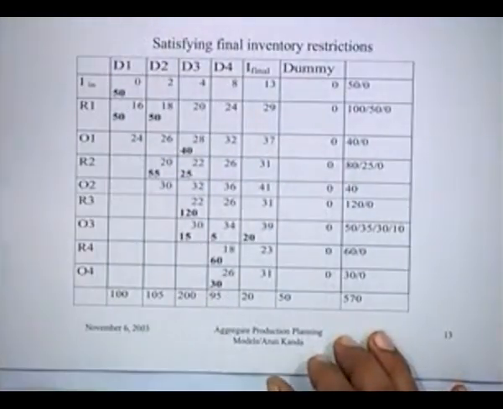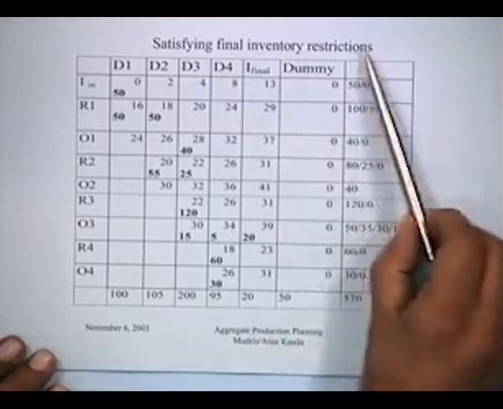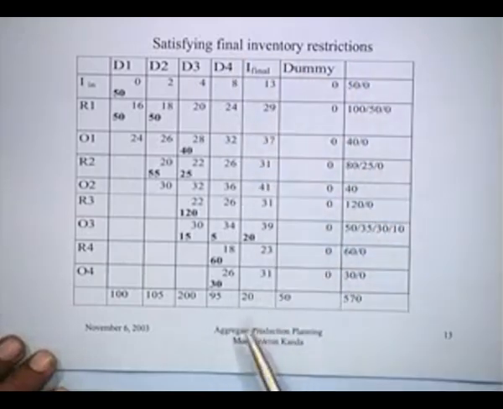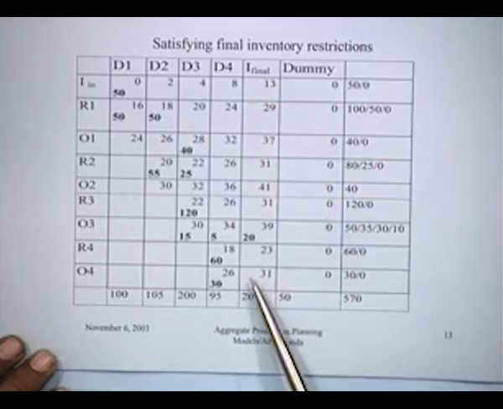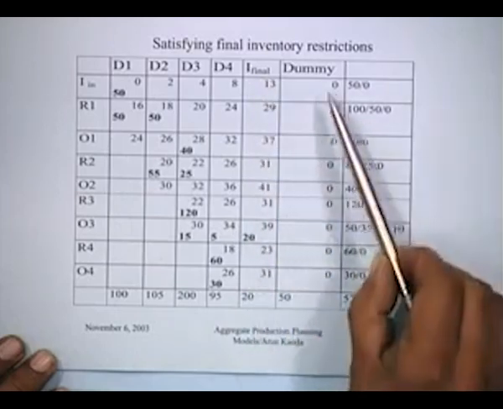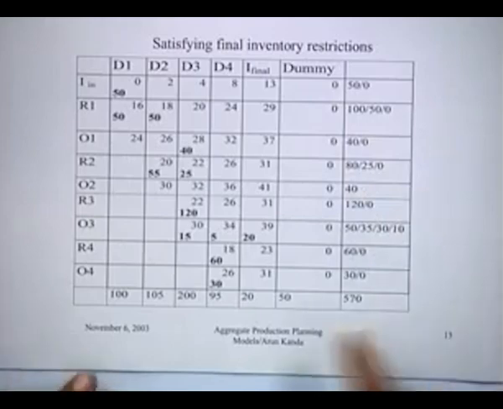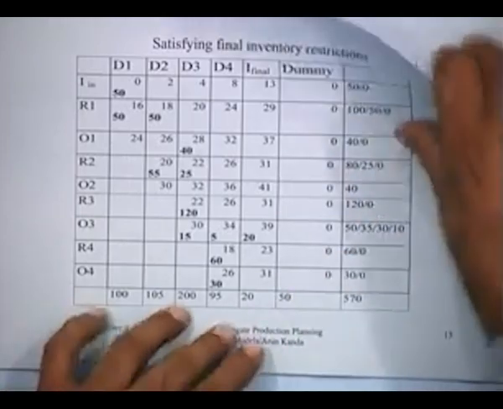Now the only item that remains to be allocated is the final inventory restrictions, I final. So here only 20 units are to be allocated, which go into this particular cell, and you have this particular solution. The next thing is the allocations to the dummy.